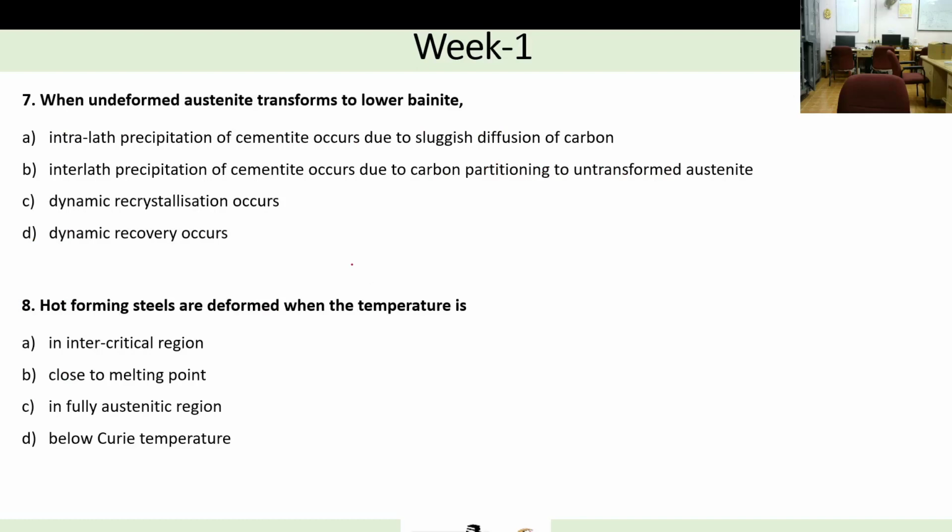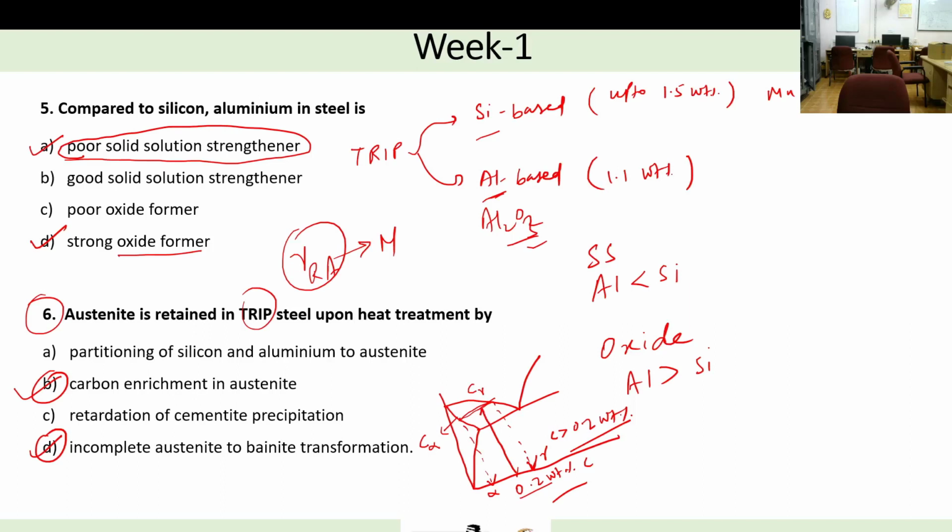When undeformed austenite transforms to lower bainite, then what will happen? Read the option on retardation of cementite precipitation. This option is related to the alloying element, more related to the addition of aluminum and silicon. If the question asks about the effect of aluminum and silicon addition, then option C is what we can choose, because the addition of aluminum and silicon causes the retardation of cementite in the matrix.